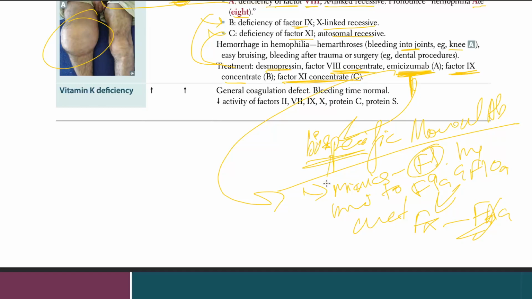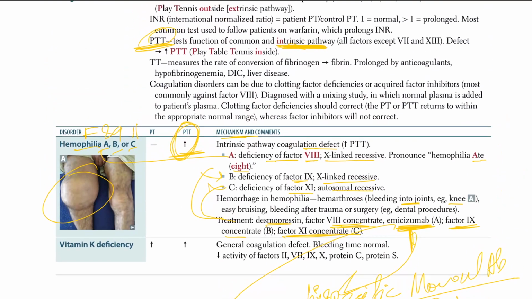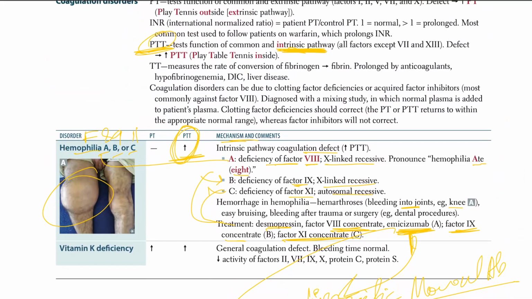So what does it do by physics? It binds to both factor 9A and 10, leads to activation of factor 10A. That goes into the coagulation cascade and activates it. So you're trying to bypass the whole procedure by just giving emicizumab. I hope this all makes sense.